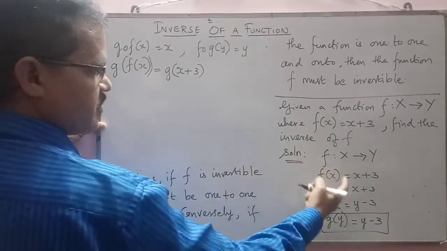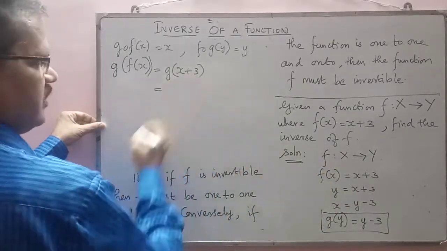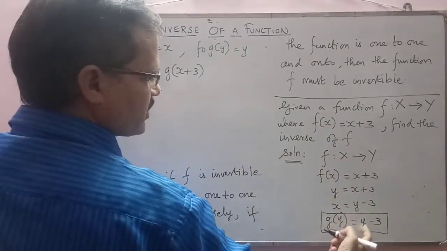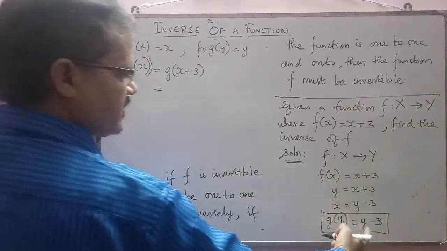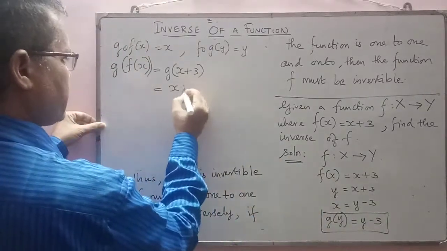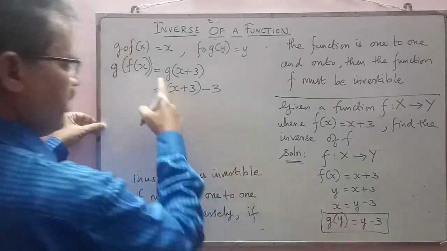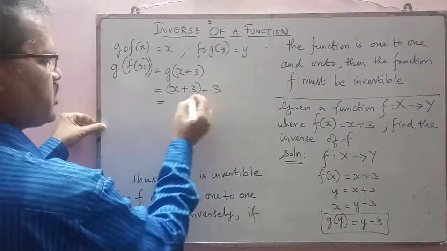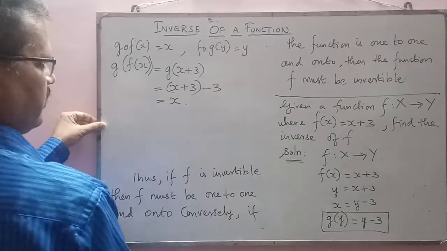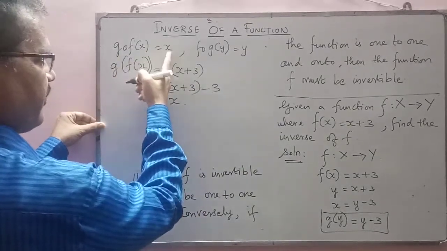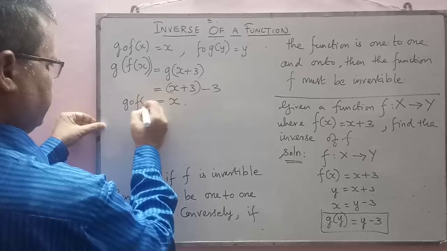Okay, children, I'm just substituting f of x as x plus 3. Now what is g of y function? Y minus 3. Whatever argument is there, you have to subtract 3 with that. So x plus 3 minus 3. Check with that. G of y equal to y minus 3. G of x plus 3 equal to x plus 3 minus 3. So plus 3 minus 3 will get cancelled. So you have proved g of f of x equal to x.